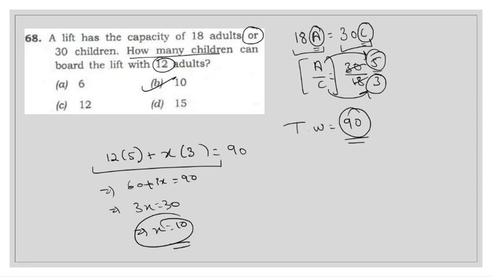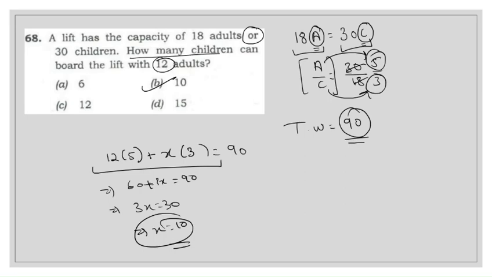So in this case, how many children can board the lift with 12 adults? Now it is asking that if there are 12 adults, how many children can board the lift? So the total weight of the lift, if we try to find it out, can either be 30 into 3, that is 90, or 8 into 5, that is 90. So obviously it will be 90.